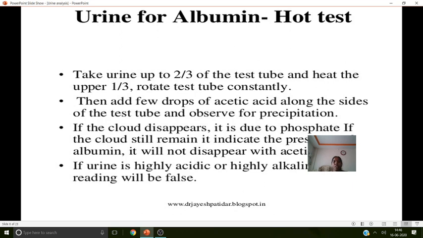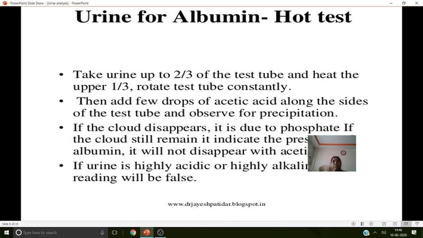Rotate the test tube constantly. So we have to take the urine to 2/3 in the test tube and heat the upper 1/3, rotating the test tube constantly. We have to change the directions. Then add a few drops of acetic acid along the sides of the test tube and observe for precipitation. Precipitation means a white thick color will be forming. If the cloud disappears, it is due to phosphate. If the cloud still remains, it indicates the presence of albumin. It will not disappear with acetic acid.